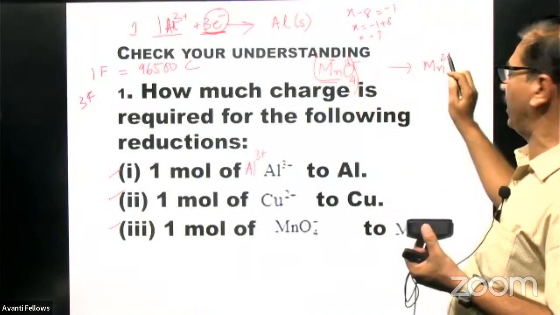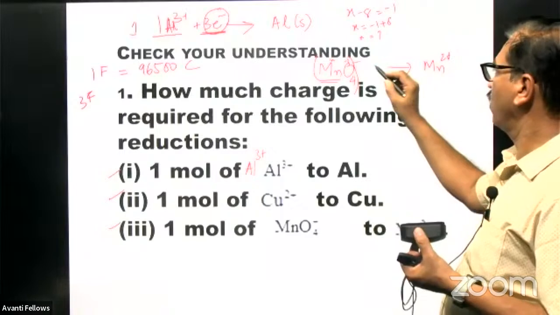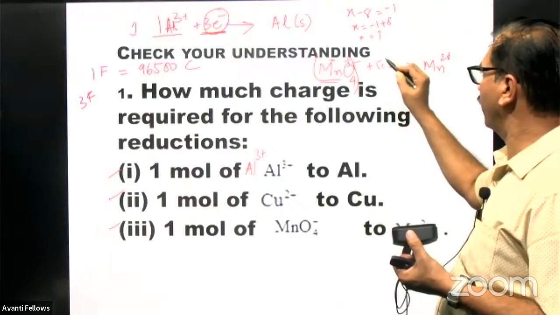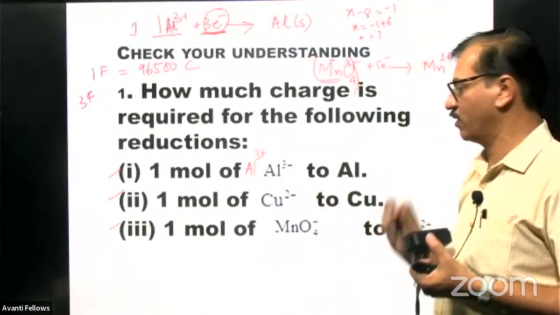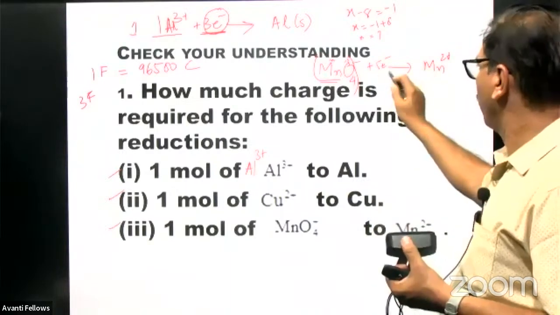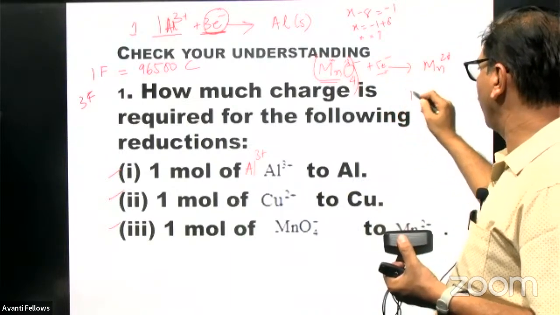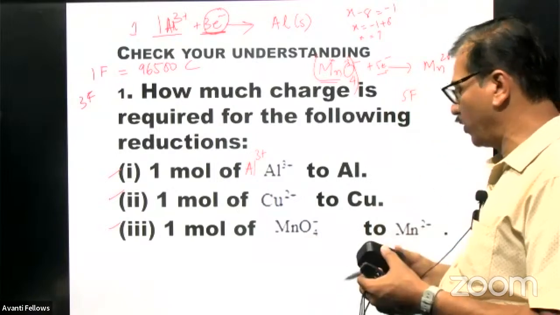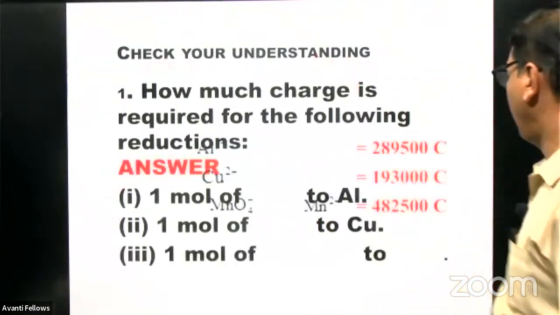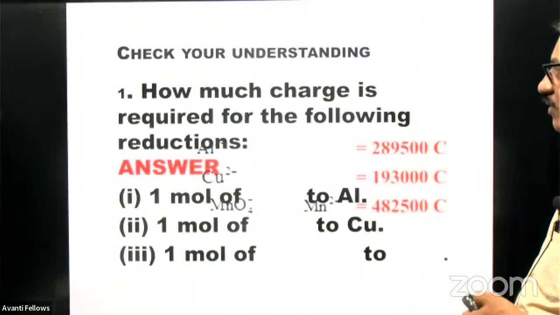Plus 7 is converted into +2. That means 5 moles of electrons are needed. You are right, you told the answer. And 5 moles of electrons needed means 5 Faraday of charge, or 5 into 96,500. By doing that, we are going to get this answer.